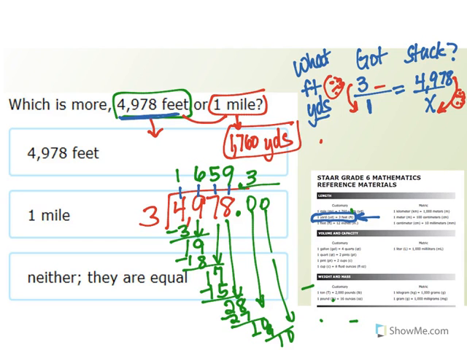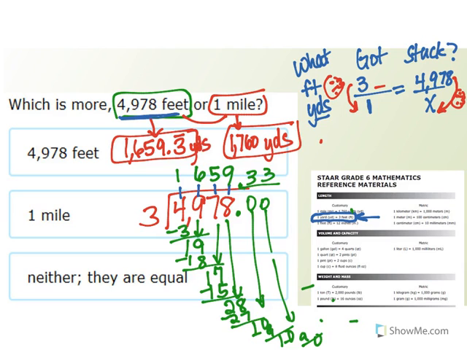All right, and here it's going to continue repeating, guys, so I'm not even going to waste our time. So let's put our answer. 4,978 feet is equivalent to 1,659 yards and 3/10, repeating.